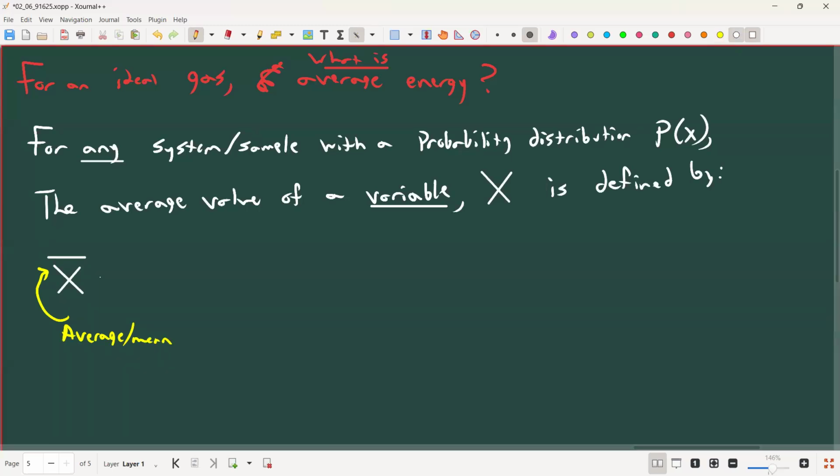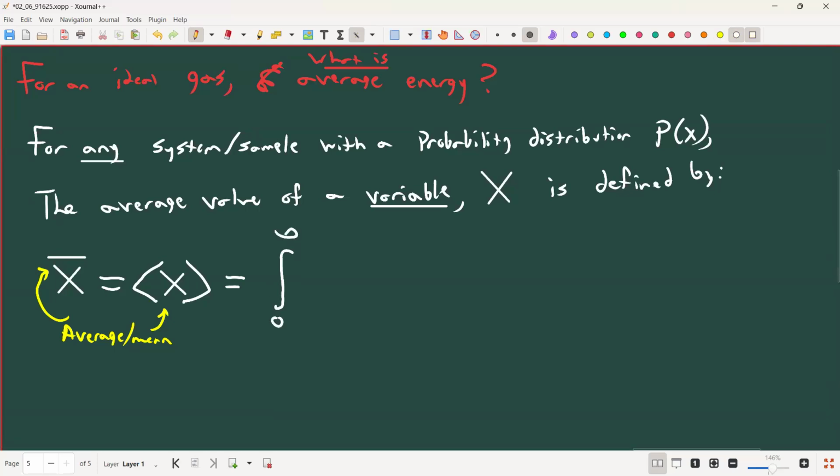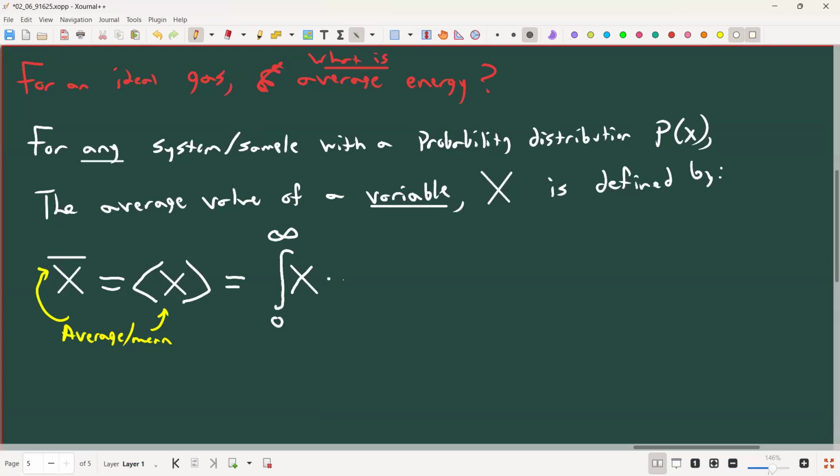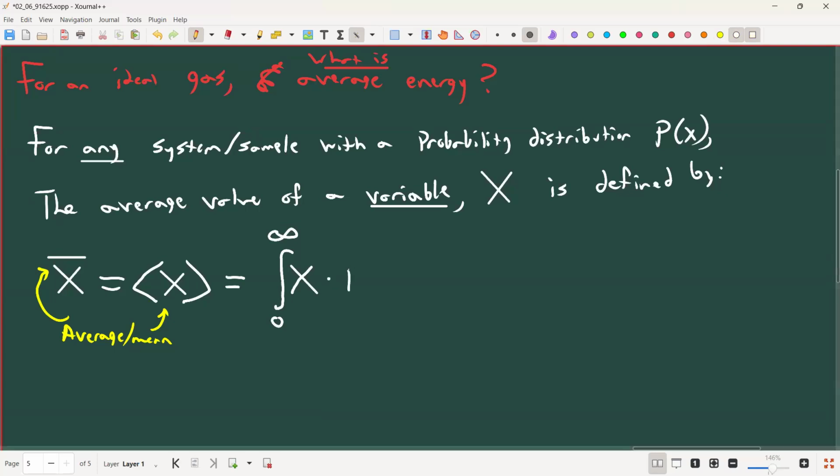Sometimes I will write it like this. Is that big X? Yeah, big X with a bar over it. And sometimes I'll write it like this in squiggly brackets or curvy or angular brackets. These mean an average or a mean. X average is equal to the integral from 0 to infinity of the variable times the probability distribution evaluated for that variable dx.